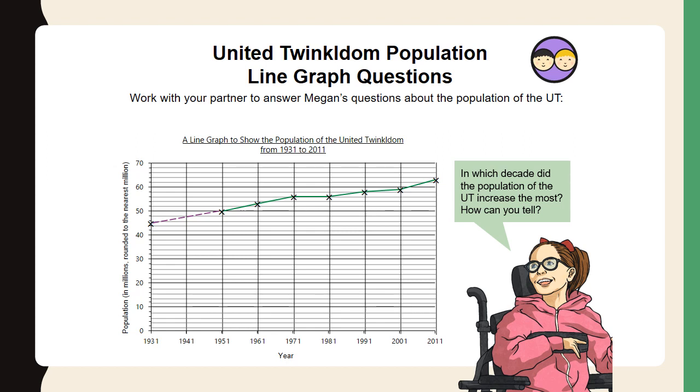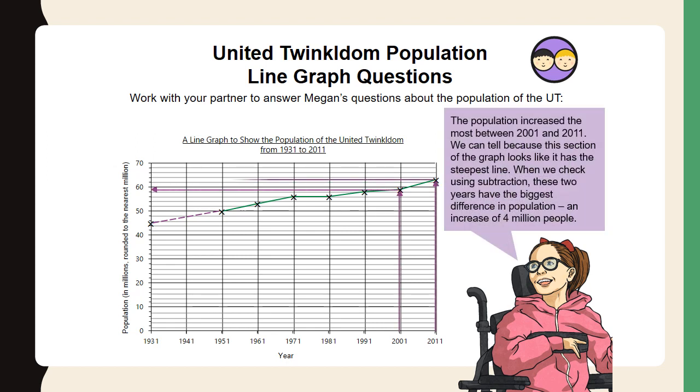So look at the line graph, and you might think there's two hats you can use to answer this question, and in fact you probably need both of them. You need a logic hat and you need your method hat. Okay, so logic hat, how will you know which decade had the greatest increase? That's right, it's going to have the steepest climb. And then you can use your method hat to work out the calculations.